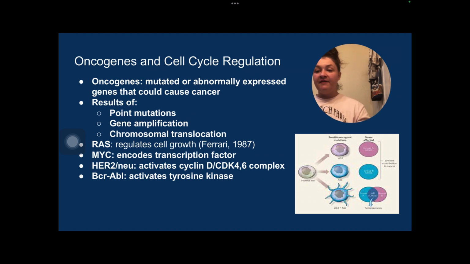Oncogenes are genes that have the potential to cause cancer when mutated or abnormally expressed. They are often derived from normal genes called proto-oncogenes, which play essential roles in normal cell growth and division. When proto-oncogenes are mutated or overexpressed, they can become oncogenes and drive uncontrolled cell proliferation. Oncogenes can result from point mutations, gene amplification, or chromosomal translocations. These genetic changes lead to the production of proteins that either promote cell division excessively or inhibit normal cell death, or apoptosis.